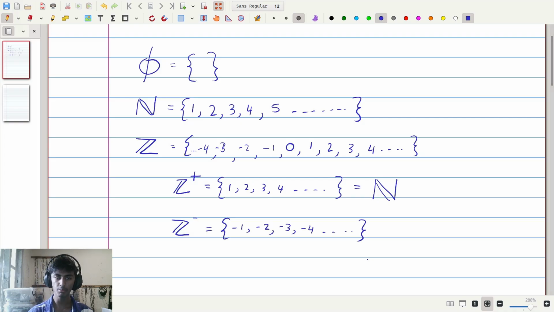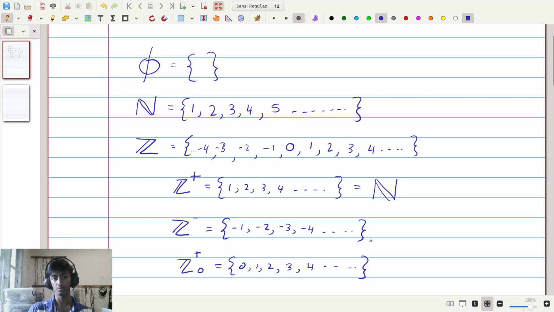And sometimes we also have the positive integers including 0. So we sometimes write Z plus, and then at the bottom a 0. This means all the positive integers including the number 0. So it's a little extra. It's a superset of Z plus and a subset of Z. It is 0, 1, 2, 3, 4, and so on.